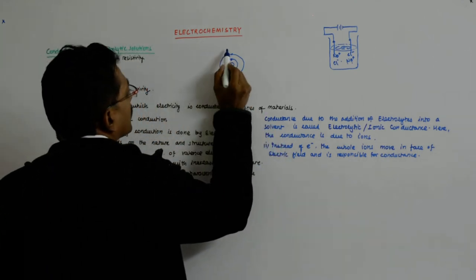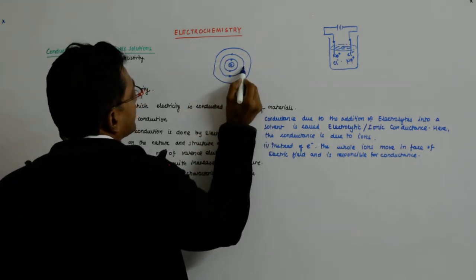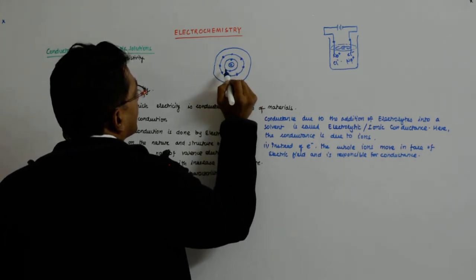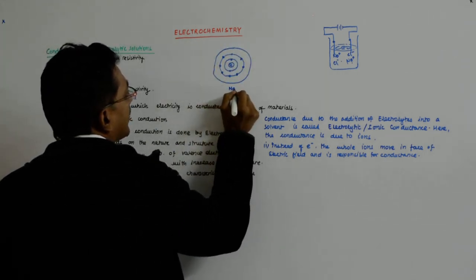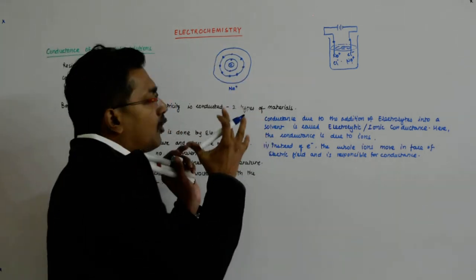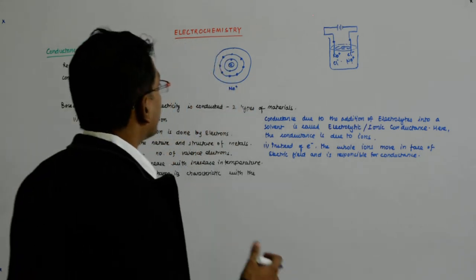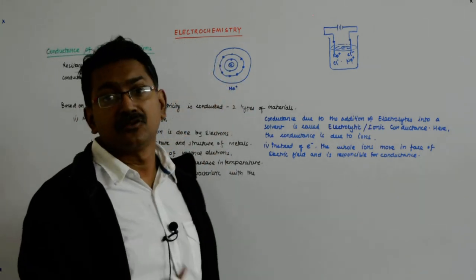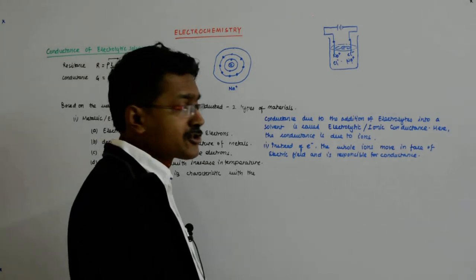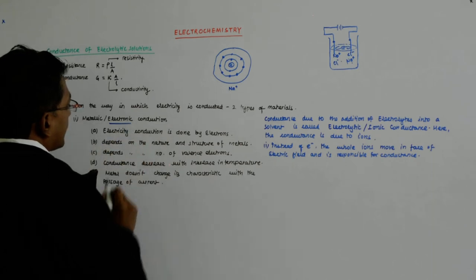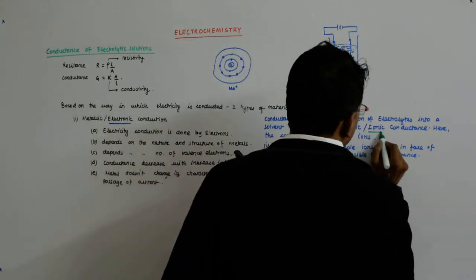Suppose it was Na plus. Na plus is 2, 8, and 1, right? 11. So Na plus is this. This is gone. One electron lost. Now this whole atom starts moving. Now an atom is a heavy thing, but still it starts moving. In the solid, that does not happen. And that is the greatest difference between the metallic conductance and the electrolytic conductance. And it is no wonder they call it electronic, because it is due to the electrons, and they call this ionic, because this is due to the ions, right?